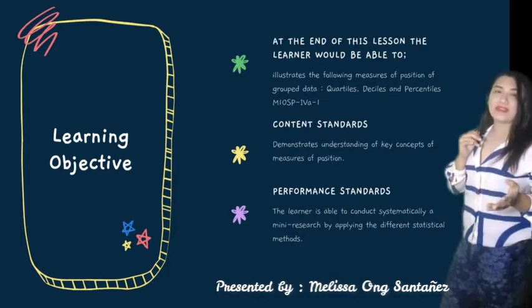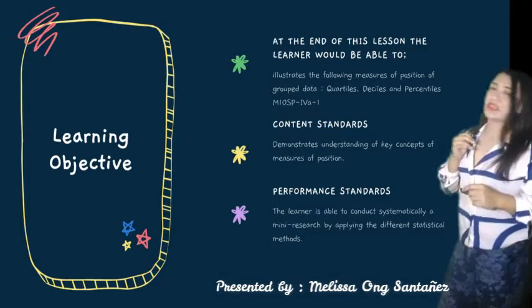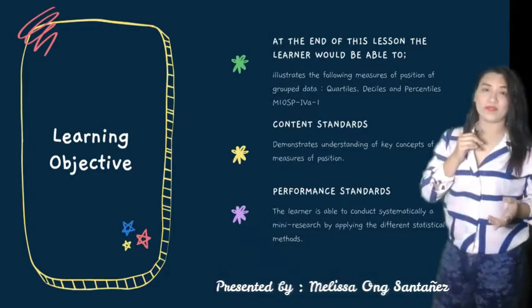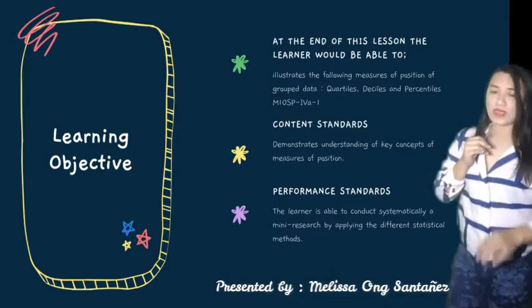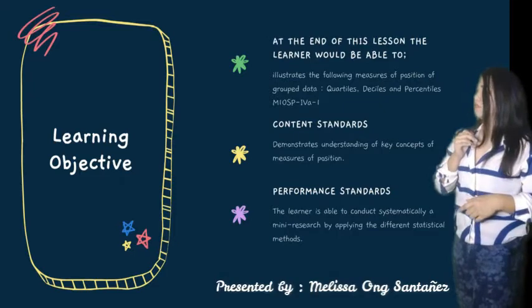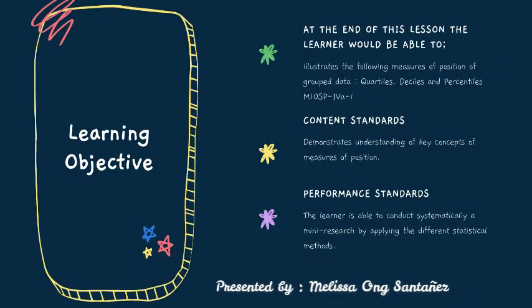While my content standard is to demonstrate understanding of the key concepts of measures of position, and our performance standard is that the learner is able to conduct systematically a mini research by applying the different statistical methods. And I have here a review guide. I hope that you will find this helpful.